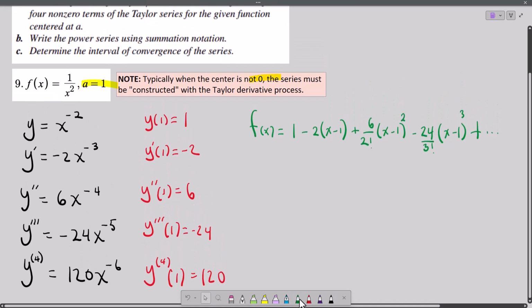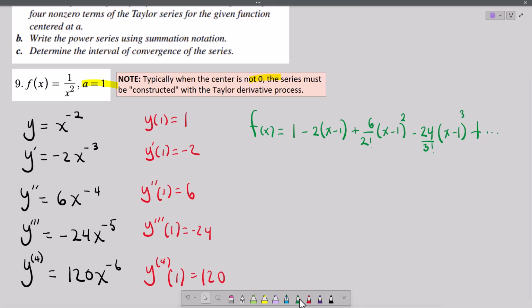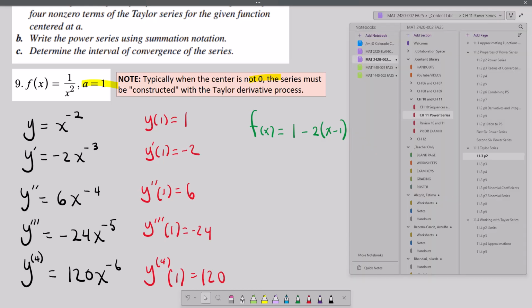Okay, now this question is asking for the summation notation. It's asking for the interval of convergence. I'm going to pass on that here because I'm not going to ask you to do that on the test. The ones that I ask you to find the interval of convergence for, I will give you the summation notation. So I won't ask you to create the summation notation here. That's just a little bit of extra work that I'm not going to ask you to do.